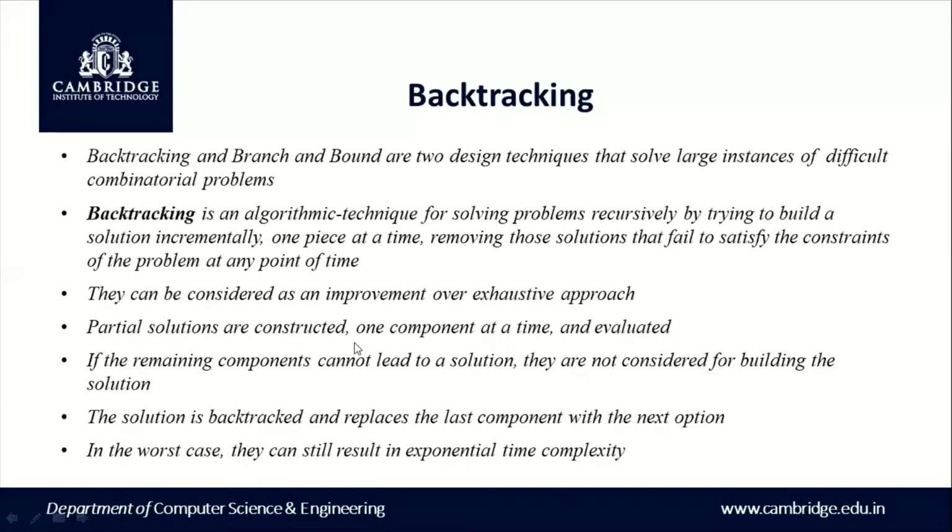Partial solutions are constructed one component at a time, and evaluated. If the remaining components cannot lead to a solution, they are not considered for building the solution. The solution is backtracked and replaces the last component with the next option. In the worst case, they still result in exponential time complexity. So it does give some improvement over the exhaustive approach, but in the worst case, the backtracking approach also gives exponential time complexity. So this is just a gist of what this design technique is all about.